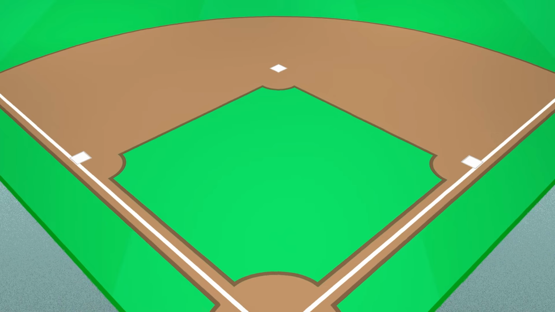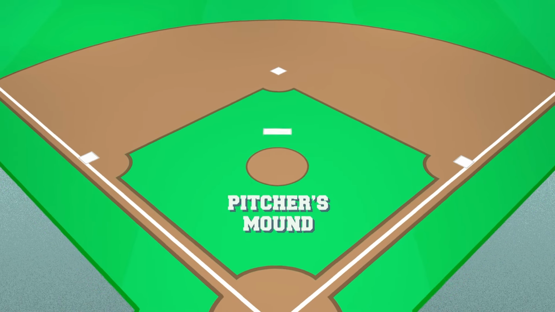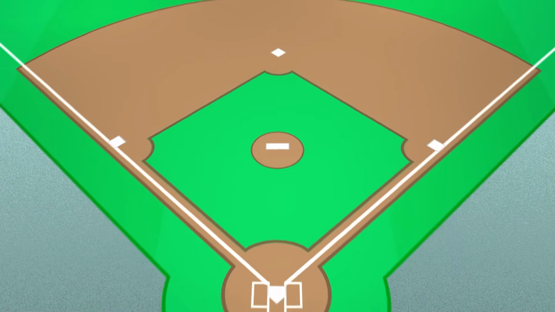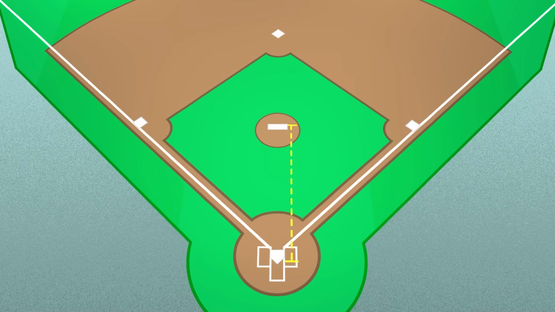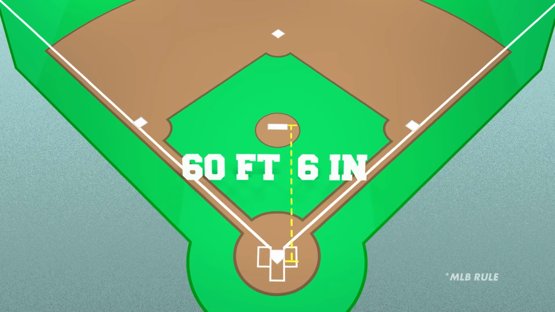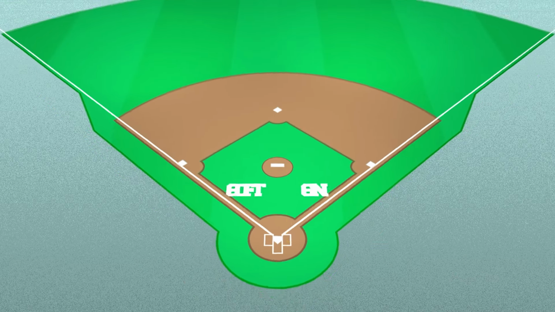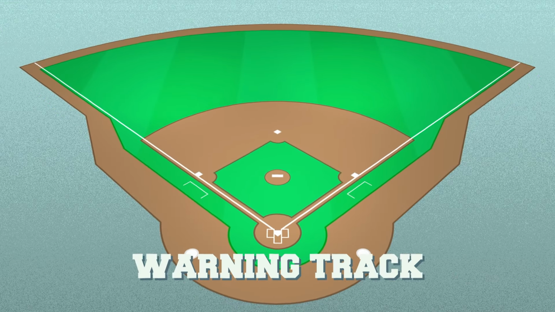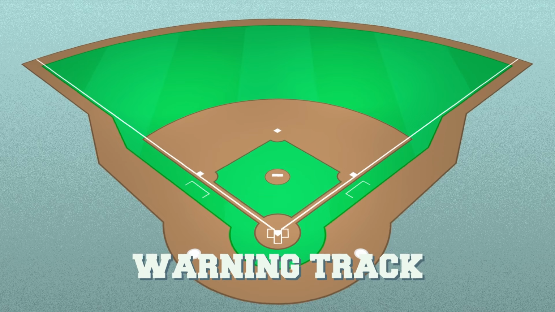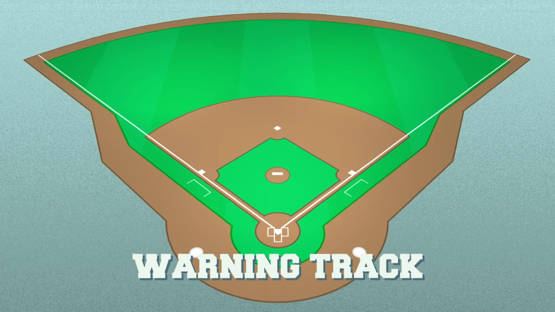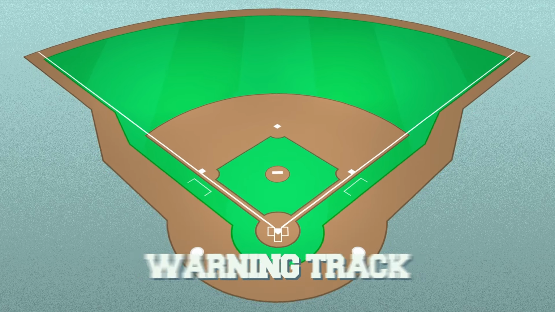In the middle of the infield is a raised pitcher's mound with a rectangular rubber plate at its center. The standard distance from the pitching mound to home plate in Major League Baseball is 60 feet 6 inches. Finally, a strip of dirt known as the warning track surrounds the edges of the entire field to give players a warning that they are getting close to the outer boundaries of play.